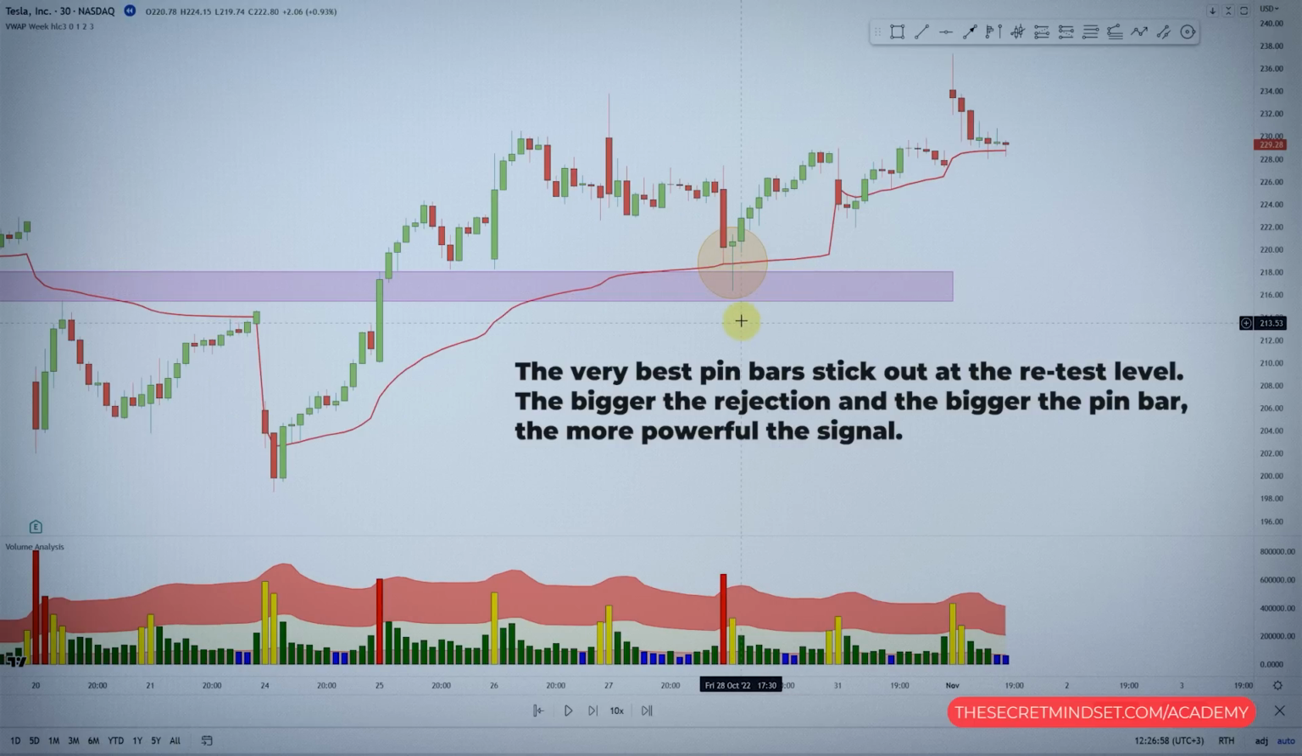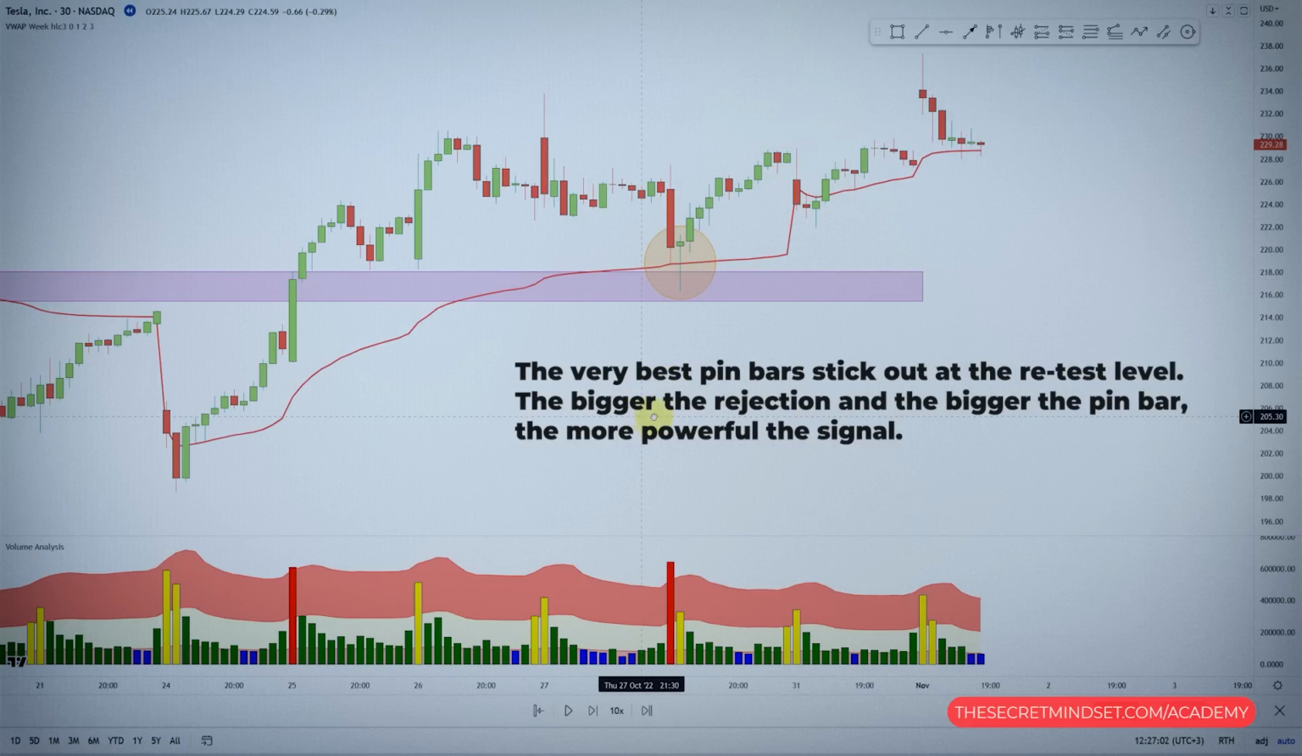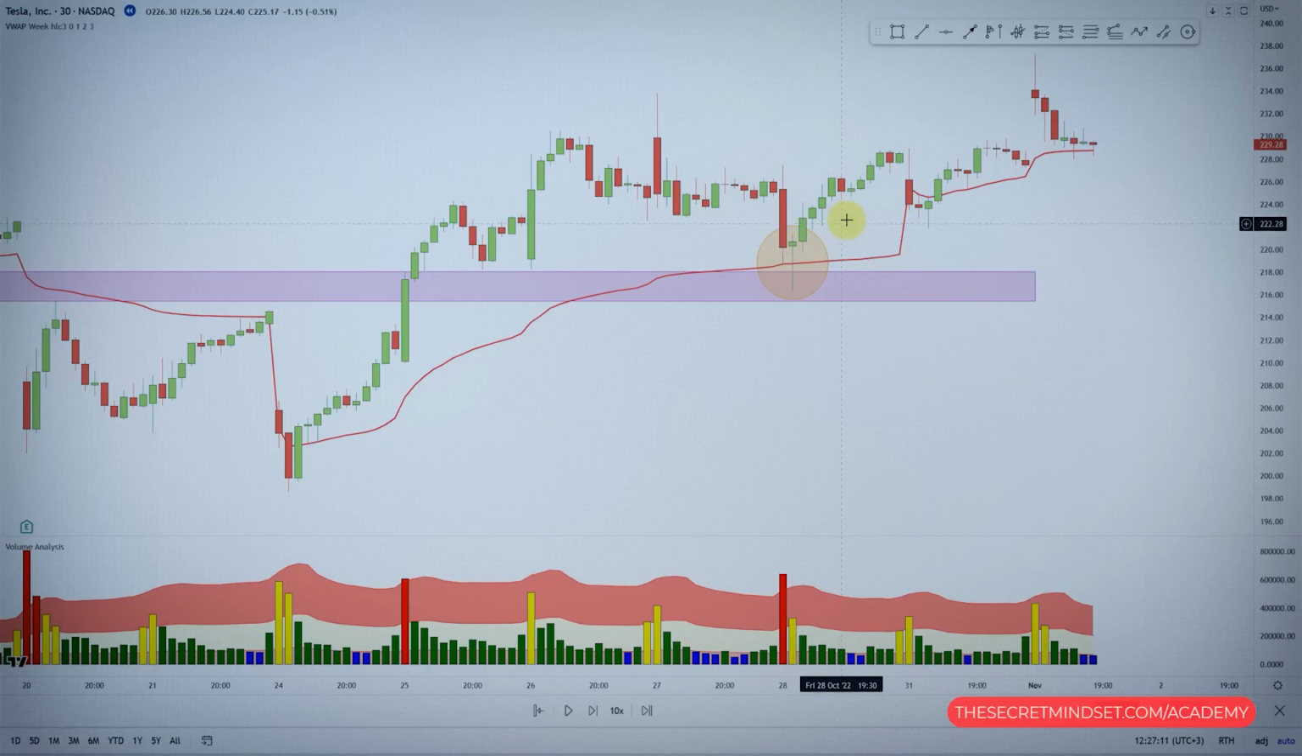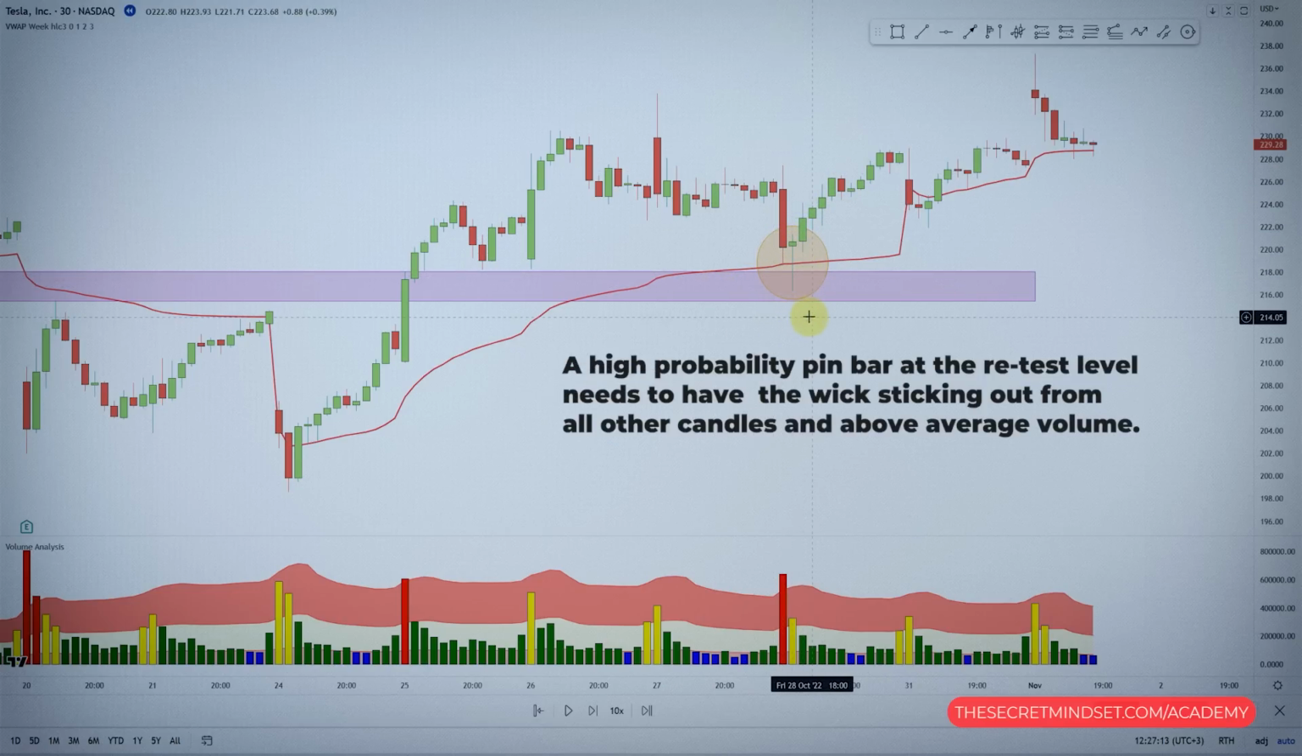The bigger the rejection and the bigger the pin bar, the more powerful the signal. The best pin bars are the large and obvious candles that, as soon as you flick over to your chart, you notice them. A high probability pin bar at the retest level needs to have the wick sticking out from all other candles and above average volume to confirm the active participation at the retest.